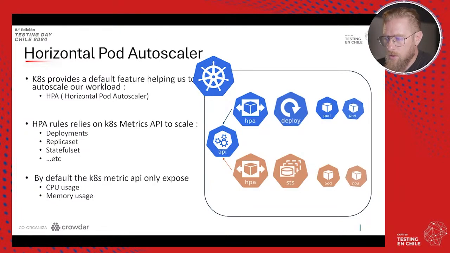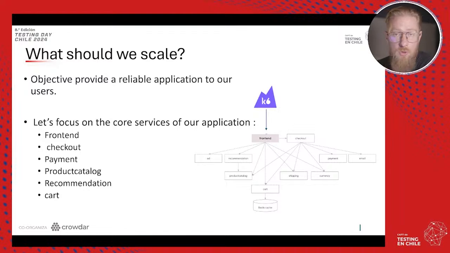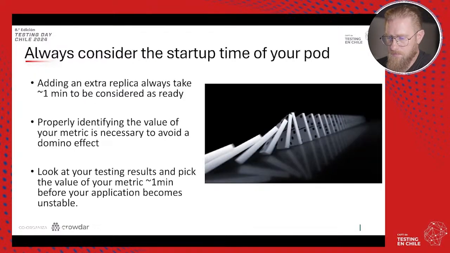So that's great. And so what should we scale in our application? We're going to cover most of the components that are very critical to our business. So the front end, responding to our users, and all the components that make the business, so the checkout, the product, the cart, the recommendations, basically everything that is a dependency for the front end.